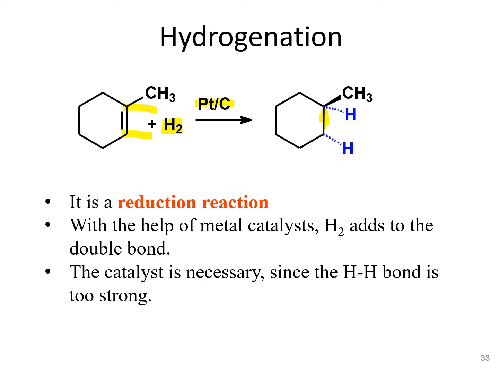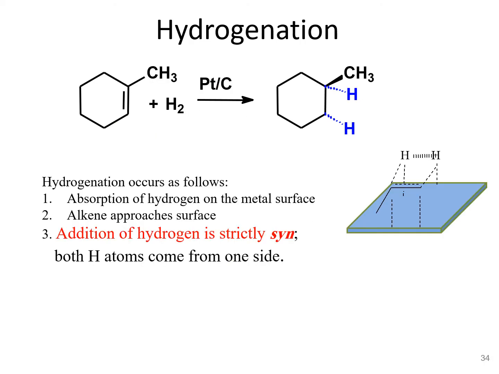So it is usually done with the help of a metal catalyst, and the catalyst is necessary most of the time for hydrogenations because this H-H bond is very strong and it is not easy to break that bond, and we have to break it in order to add each hydrogen atom to each carbon. So these are a few steps of how this hydrogenation occurs in the laboratory.